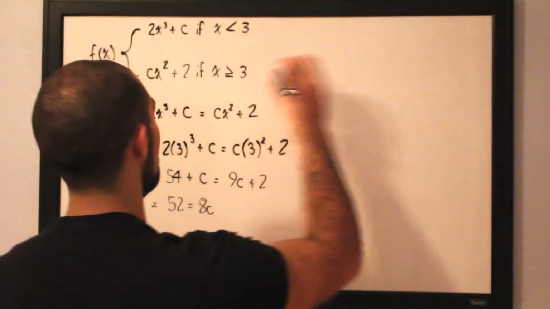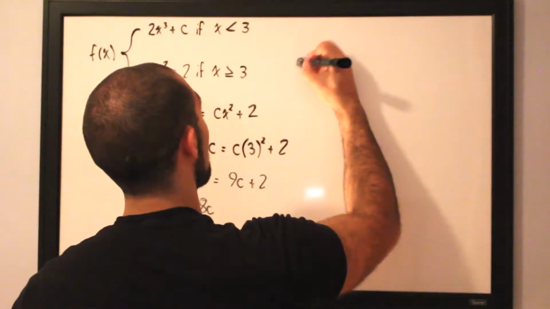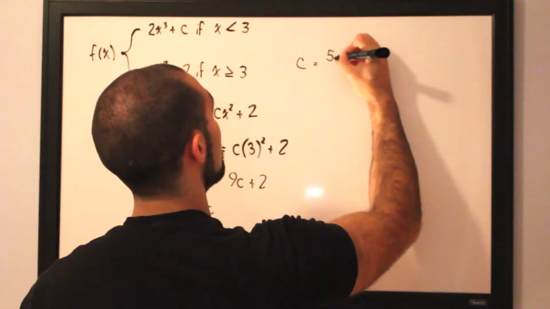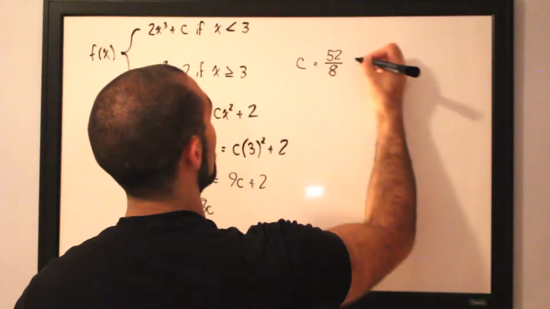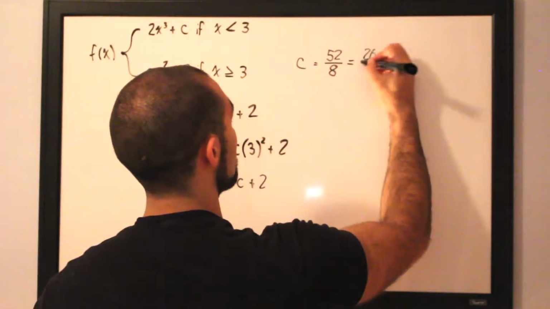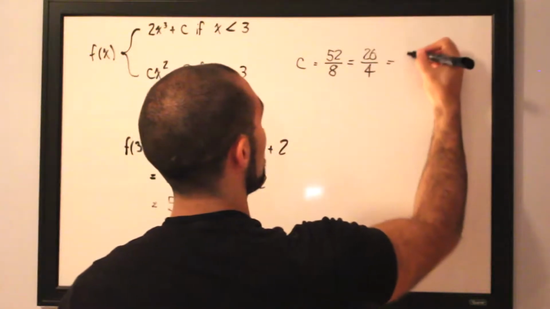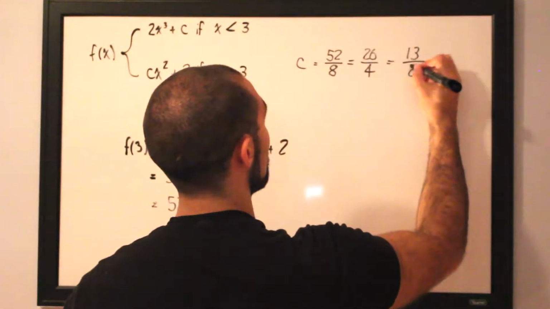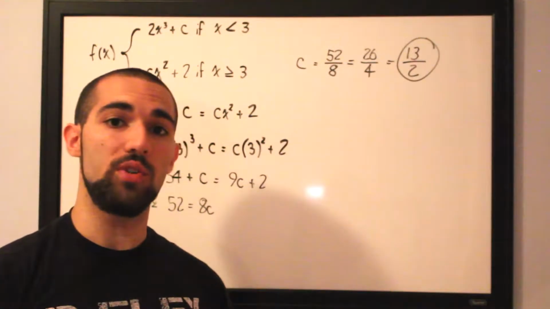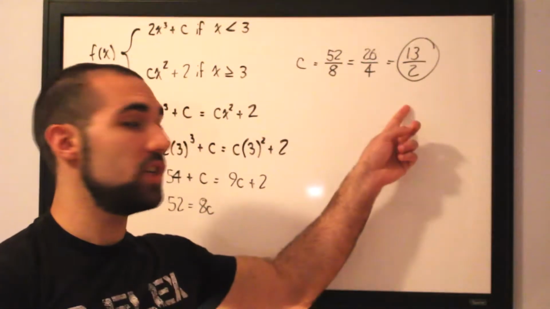So let's just continue this right over here. That means that our c is going to be equal to 52 divided by 8, which can be simplified a little bit further to be 26 over 4 or 13 over 2. So the c value that's going to make this function continuous at all points is 13 over 2.